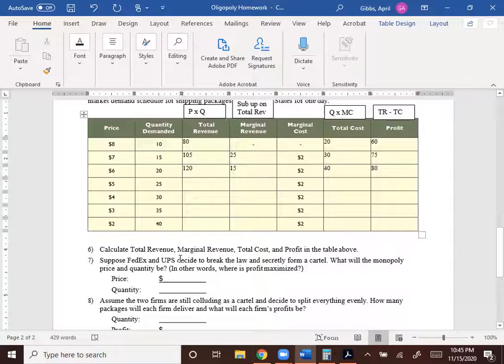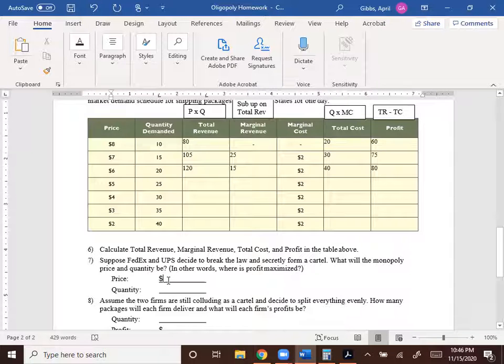So suppose FedEx and UPS decide to break the law and secretly form a cartel. What will the monopoly price and quantity be? In other words, where is profit maximized? So the profit maximized will be wherever the highest number is over here. So you're looking for the highest number. So you're going to look at the price. So if 80 is our highest, we're going to put 80 here.